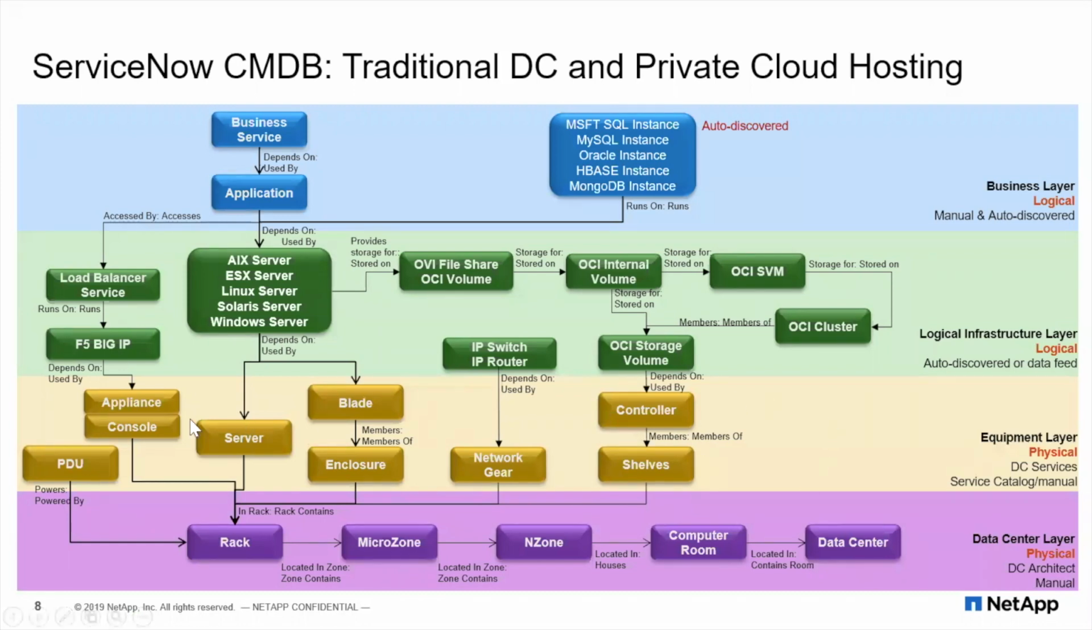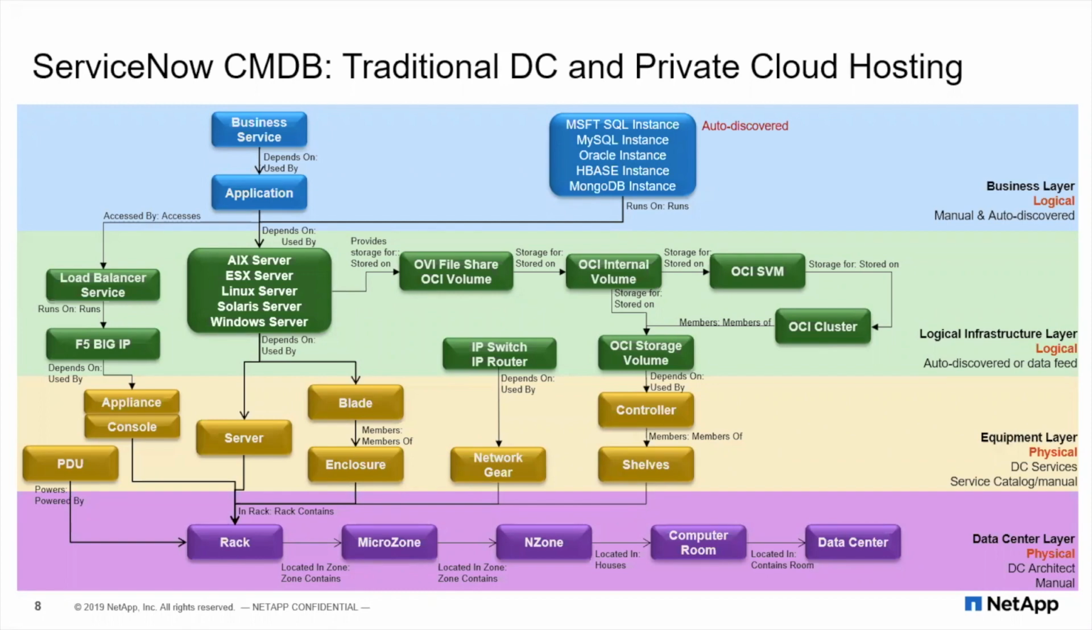This layer is your physical infrastructure. So all the different kinds of physical equipment that we have in our environment, again, it's owned by data center services. It has a front end of a service catalog, so that these CIs are automatically put into the CMDB as they work through that physical provisioning process and are tied together by data center services.